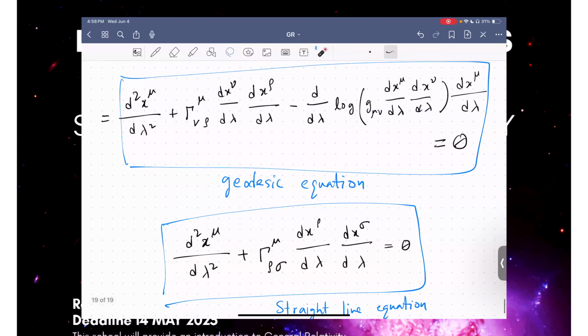Okay, so we have two very important differential equations. One defines a straight line, and another defines a geodesic, the shortest line. And they don't seem to be exactly the same, right? But what is their difference? Their difference is very interesting in the following sense. This difference is proportional to the tangent vector, right?